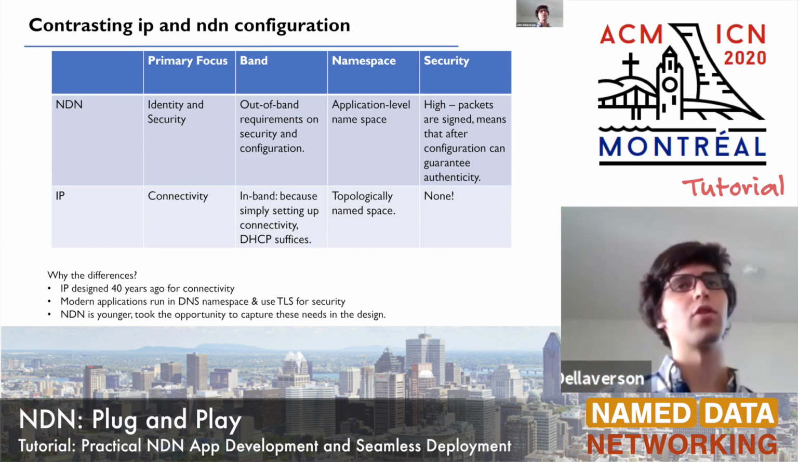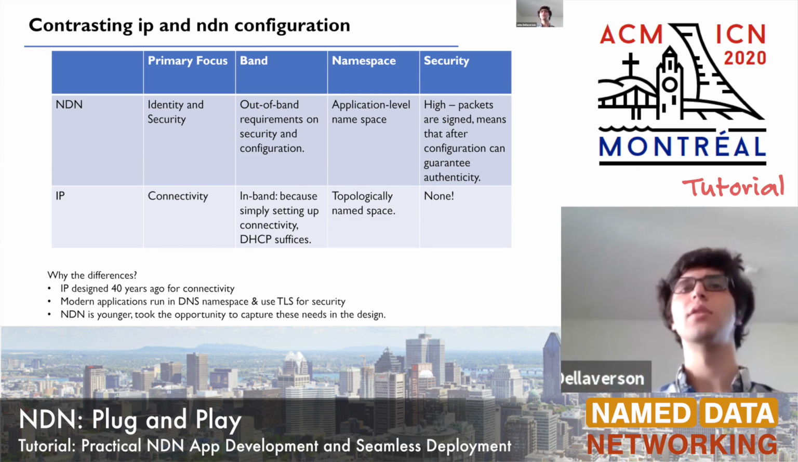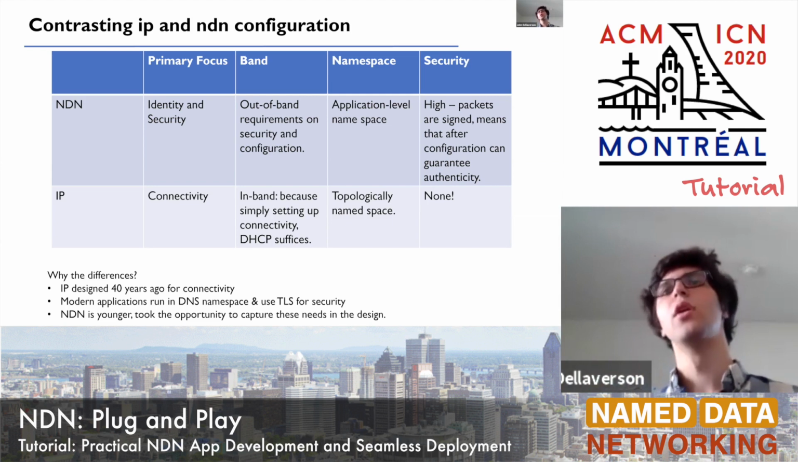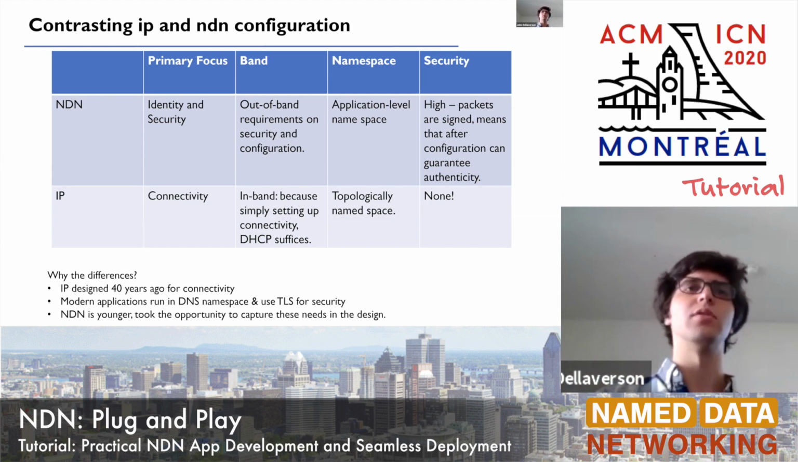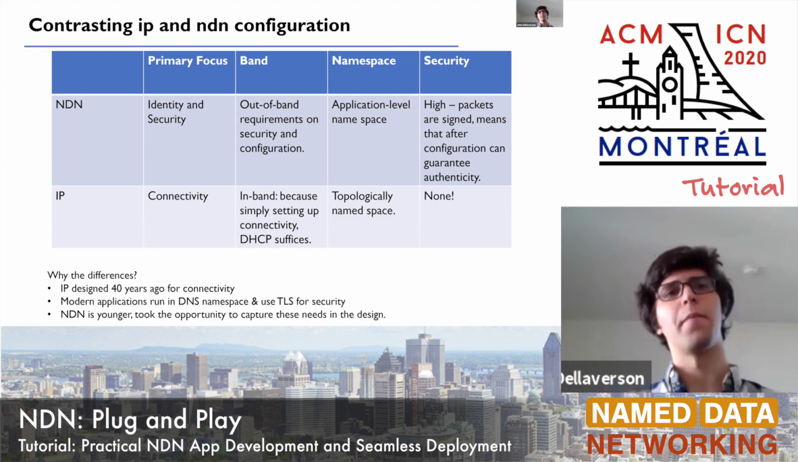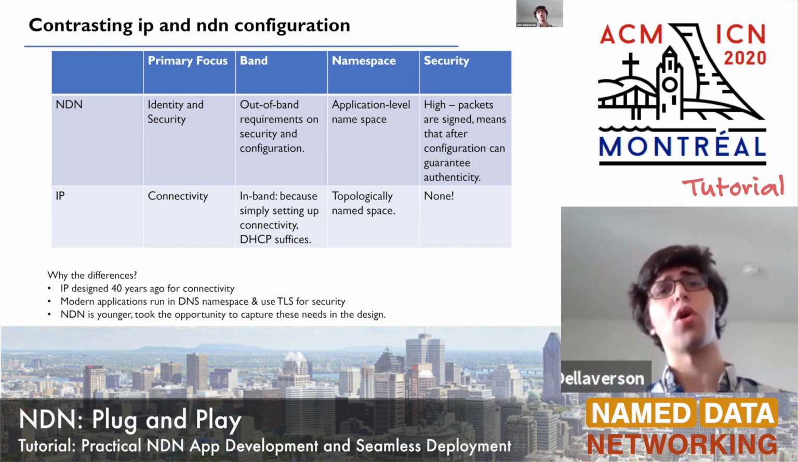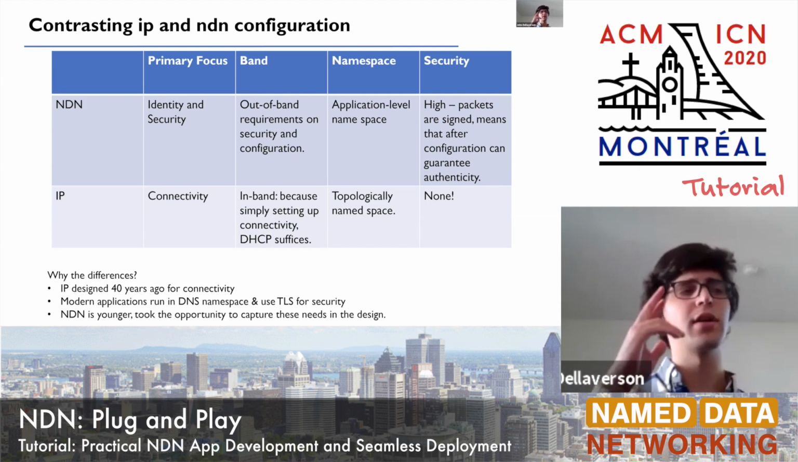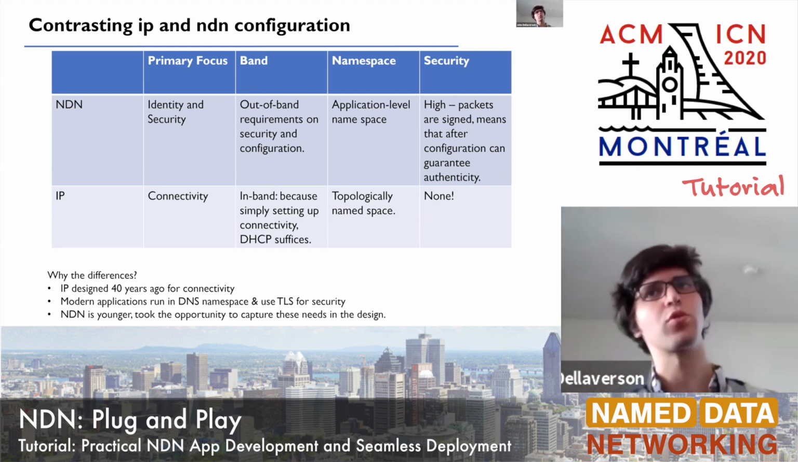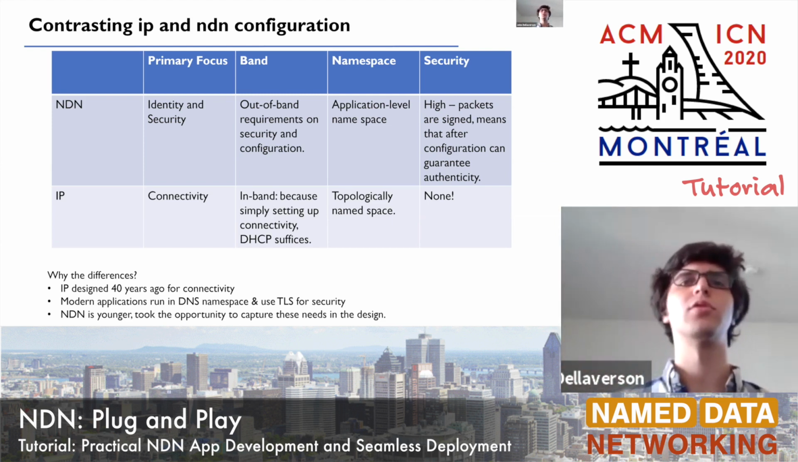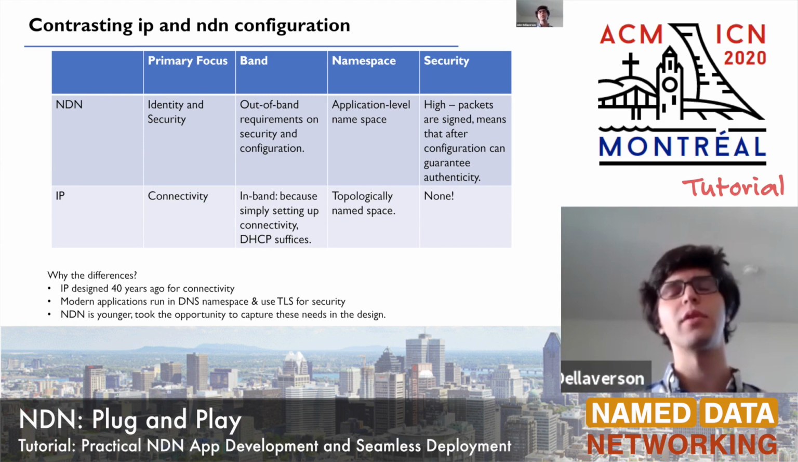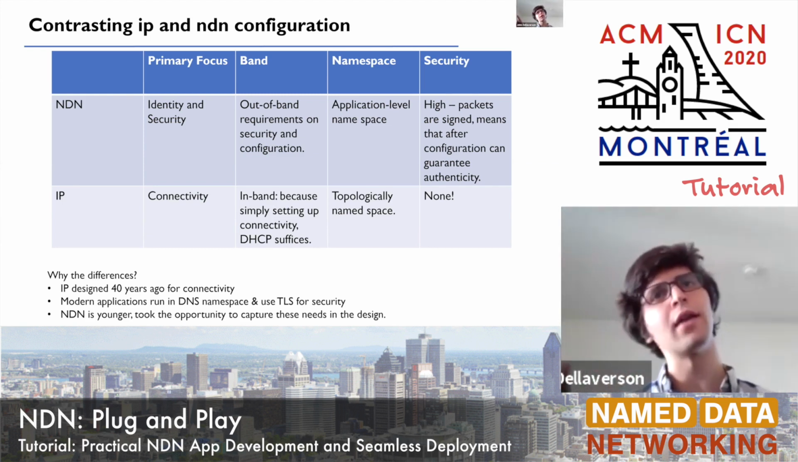In terms of the band that they operate in, NDN does have some out-of-band requirements for security and for configuration. This is the name, this is getting your certificate. IP is all in-band because once you're physically connected, you can just run DHCP. And there's a sort of minor, maybe out-of-band requirement in getting a MAC address, but that's not very interesting to us and not relevant to the edge user, so we'll elide that.